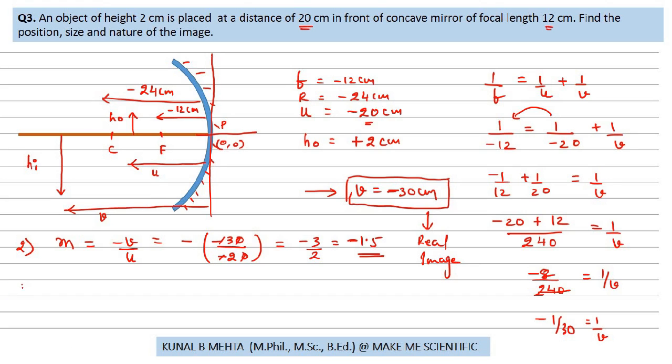I may also choose to find out the height of the image. So magnification is height of the image upon height of the object, which we already know is equal to minus 3 by 2. So hi upon ho, ho is plus 2 centimeter, that is minus 3 by 2. So hi will be minus 3 by 2 into 2 centimeters. So my answer of hi again is minus 3 centimeter.